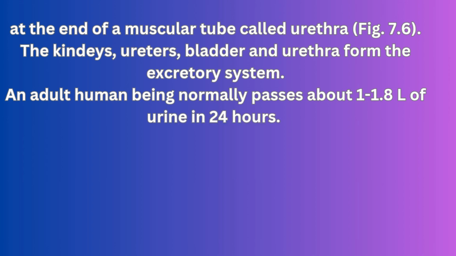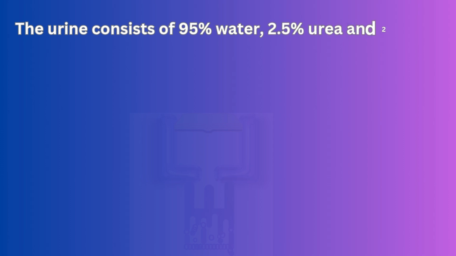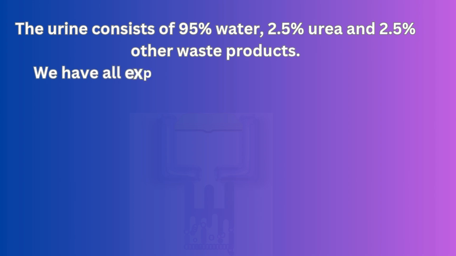An adult human being normally passes about 1 to 1.8 liters of urine in 24 hours. The urine consists of 95% water, 2.5% urea, and 2.5% other waste products.